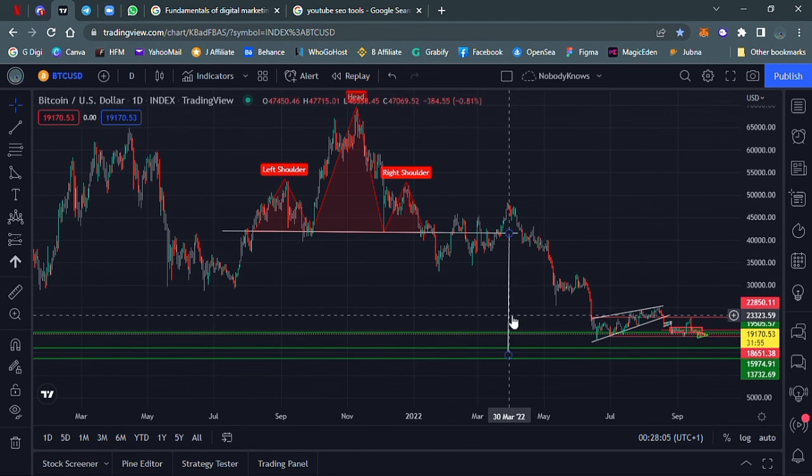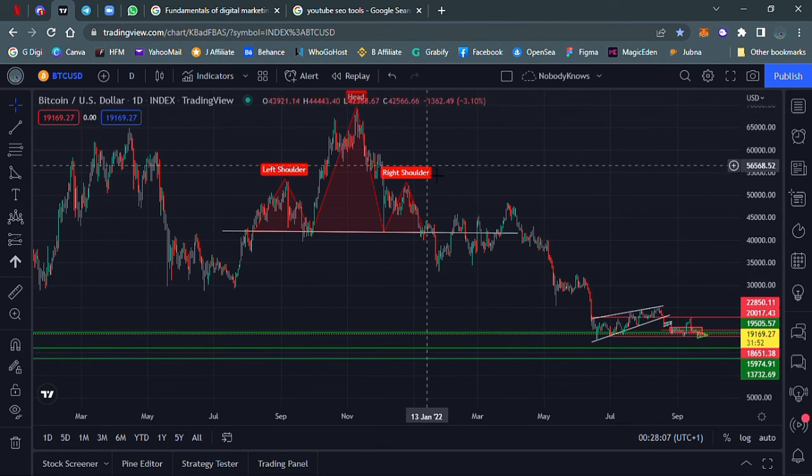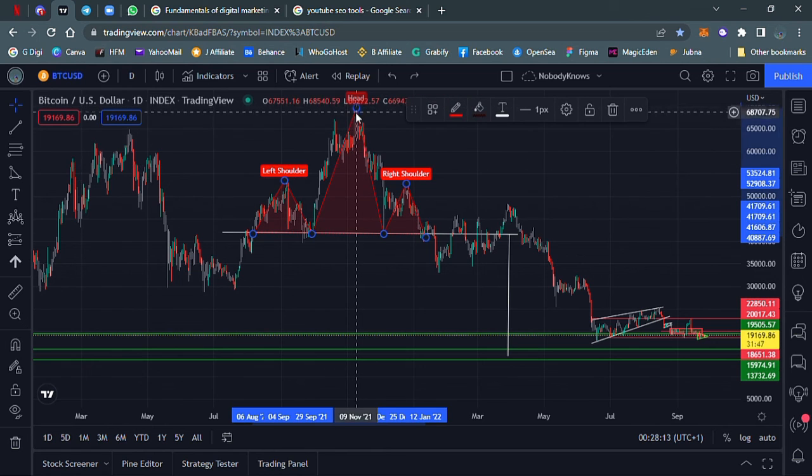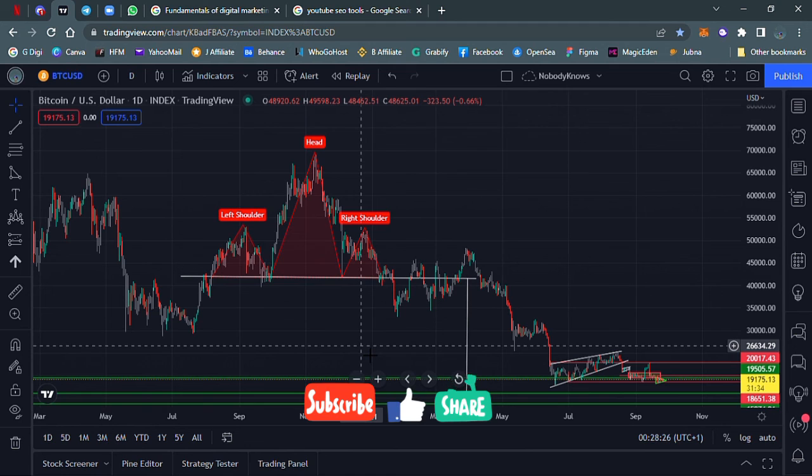Now there's also something called the inverse head and shoulder pattern. In that case, this would be the other way around. But if I see anything like this in the market, I will show you. That is that for that.